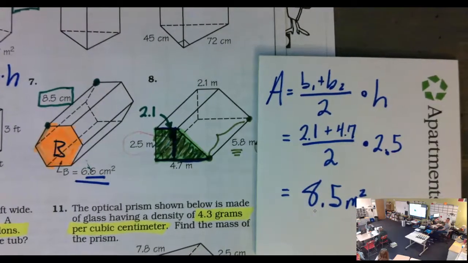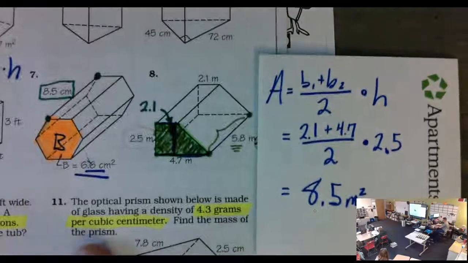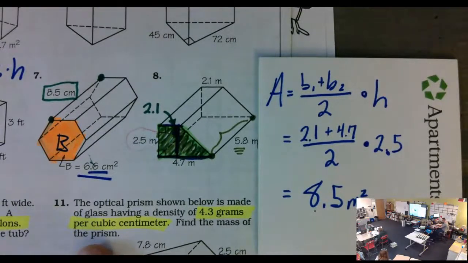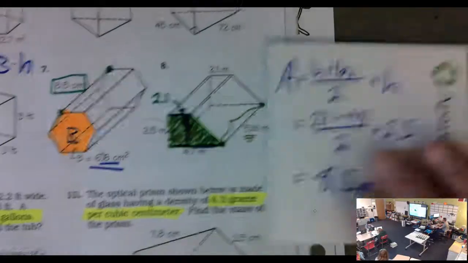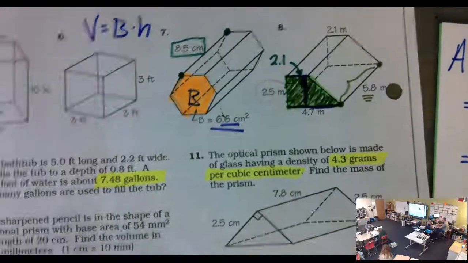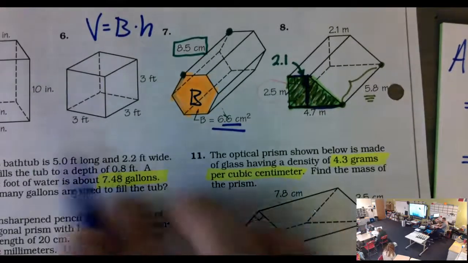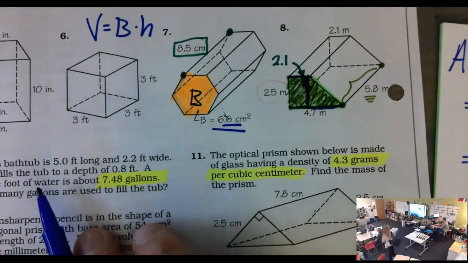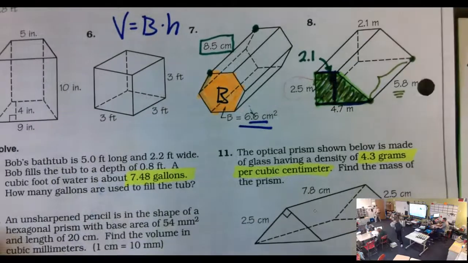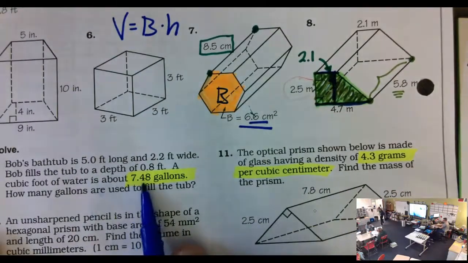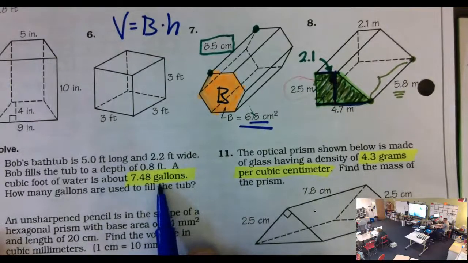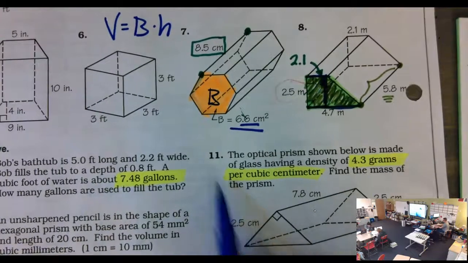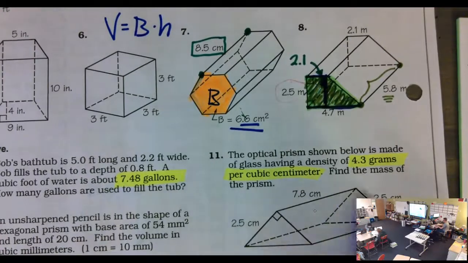The things people have come and asked me for with 9 and 11, and maybe 10 as well, is there is a conversion factor. So you first have to find the volume of Bob's bathtub, and then multiply by 7.48 gallons to convert it to gallons. In 11, we find the volume of this prism, and then multiply by 4.3.